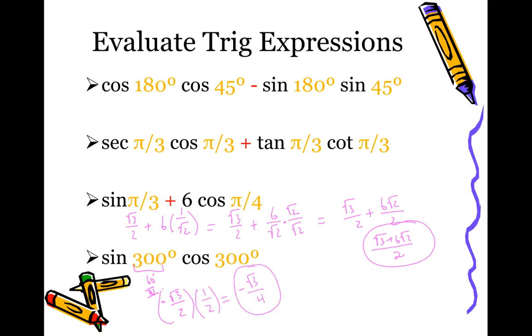And as long as you're in degree mode, you can always pop into your calculator and see if that's the decimal that you get. Negative root 3 divided by 4, it was. So some application of the unit circle.